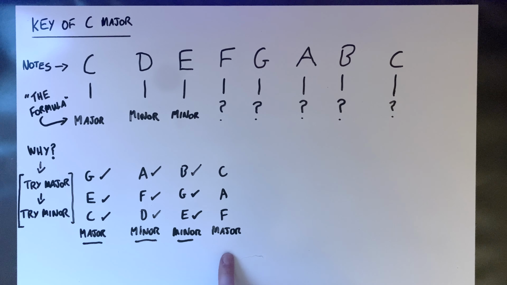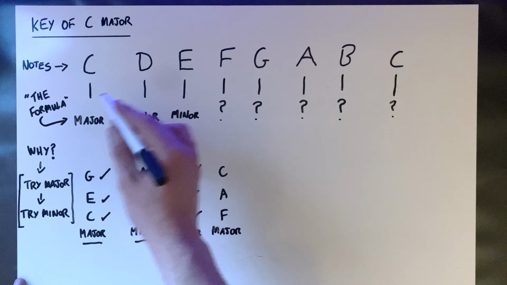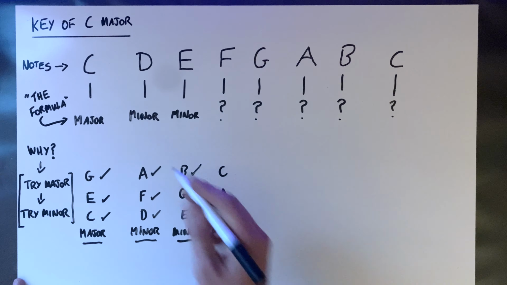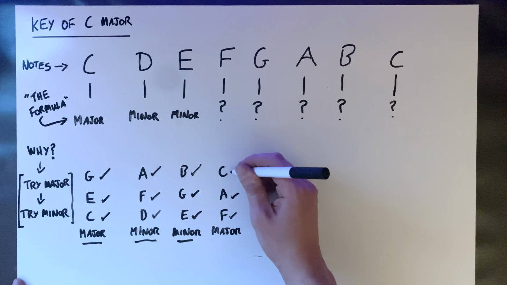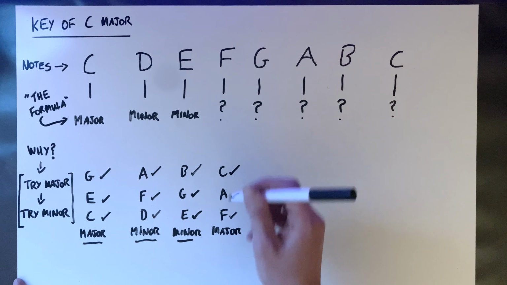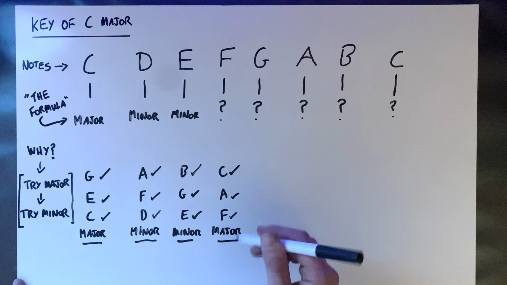So let's look at F. So we'll start with the major. So the F major triad is F, A and C. So is F in the C major scale? Yes it is. Is A in the C major scale? Yes it is. C in the C major scale? Absolutely it is. So that means our fourth chord would be an F major.